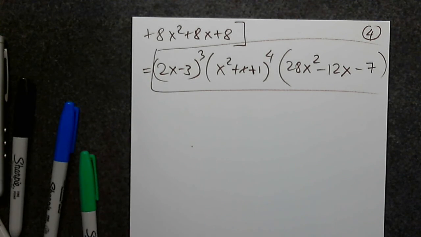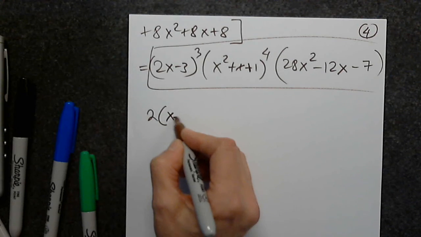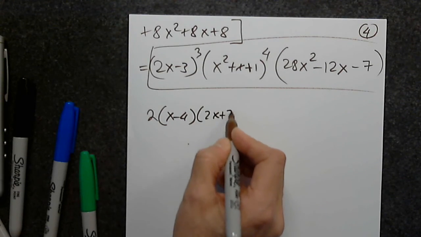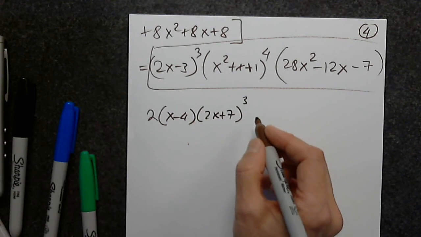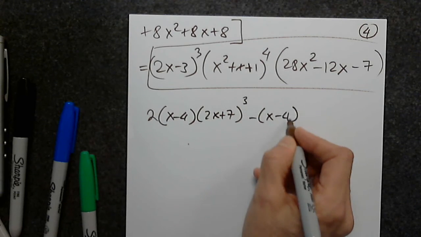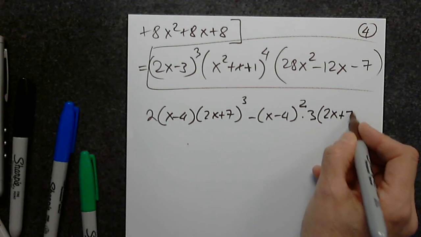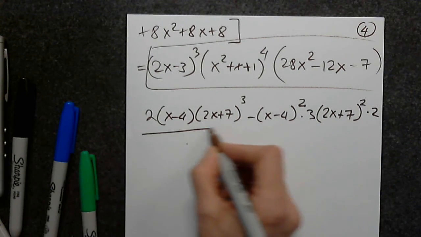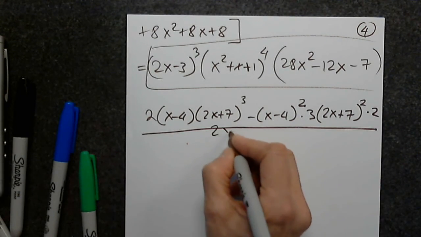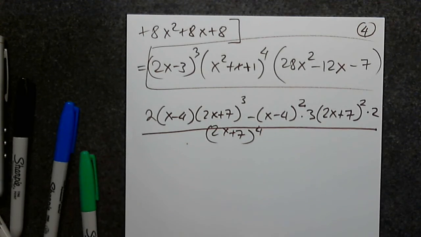So it's number 6. So 2x minus 4, 2x plus 7 to the third, minus x minus 4 squared times 3, 2x plus 7 squared times 2, and everything over 2x plus 7 to the fourth.